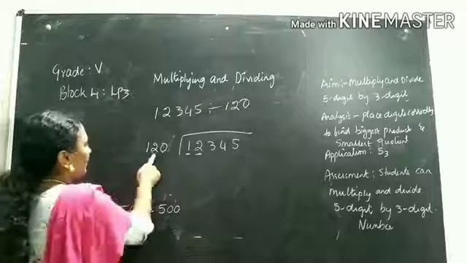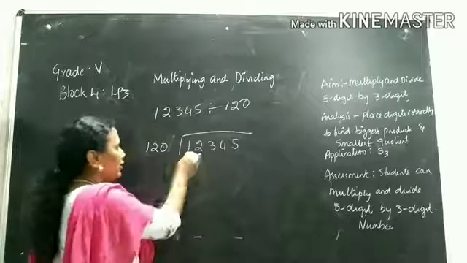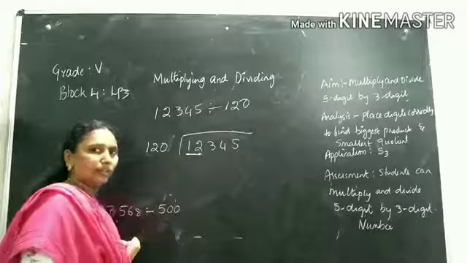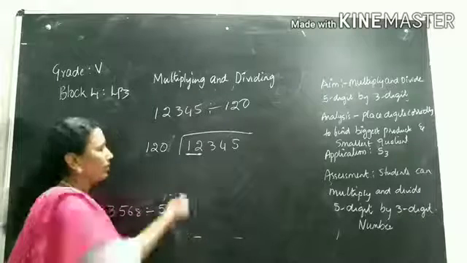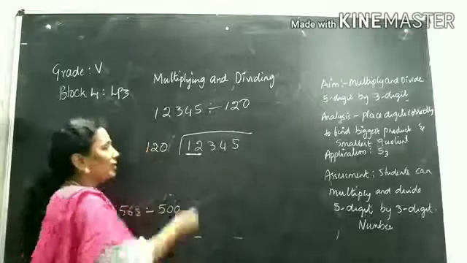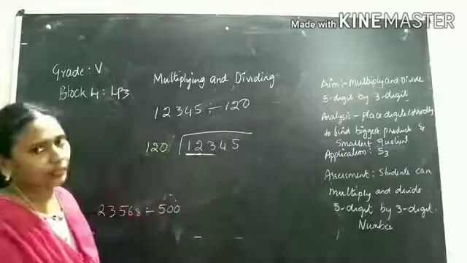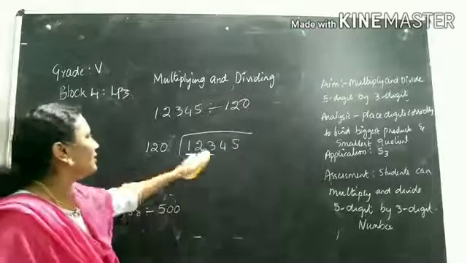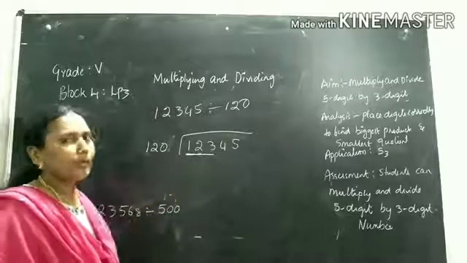Okay? See here, I took the two numbers, 12. Is 12 greater than 120? No, it is lesser than 120. I can't subtract 120 from 12. So what I did, I took the three numbers, 123 now. See here, 123 is greater than 120. Now I can subtract 120 from 123.